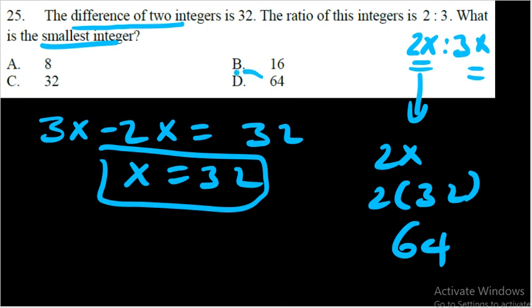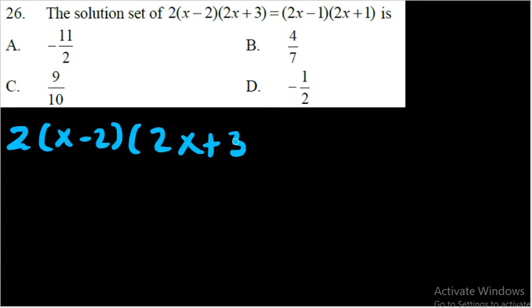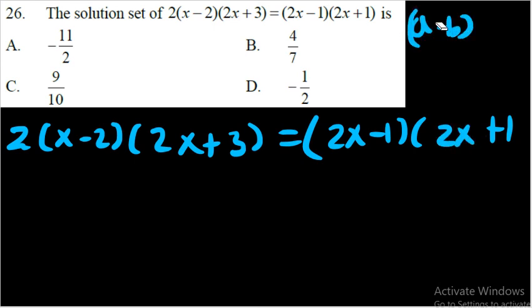So the smallest integer must be 64. The next question, linear equation. It is 2(x minus 2)(2x plus 3) is equal to (2x minus 1)(2x plus 1). Remember the second bracket, how to multiply. I said before, a minus b times a plus b. Remember what we said before, a minus b times a plus b.